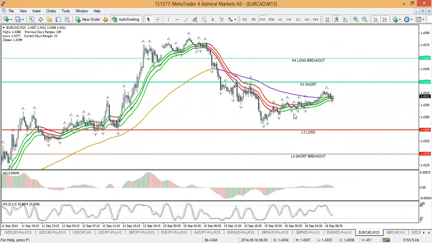So the EuroCAD is not yet anywhere. It's still stuck. What did the moving average say? They're stuck. Look at the moving averages, 21 and 89, they are intertwined with each other, and price is intertwined with them. There's no momentum, no steam to either side. It's just going sideways within H3 and L3. So EuroCAD is a pair that's not interesting at the moment, at least in my opinion.